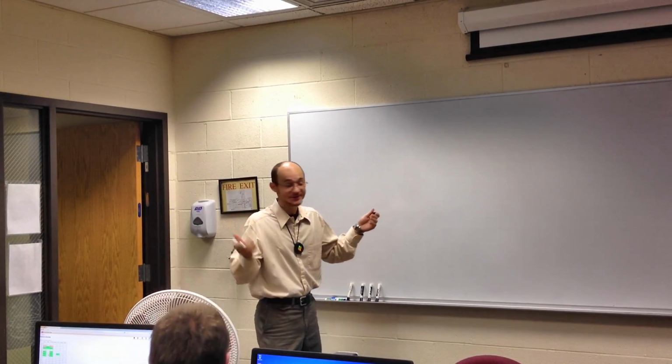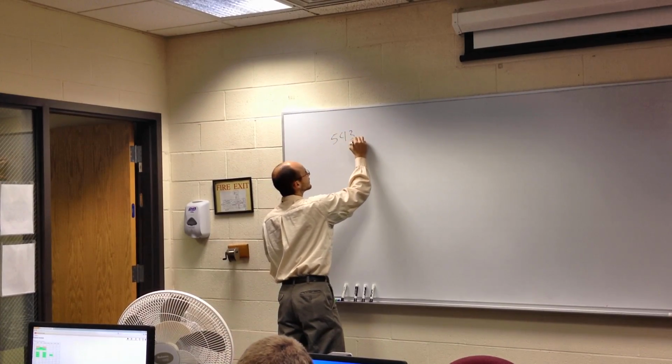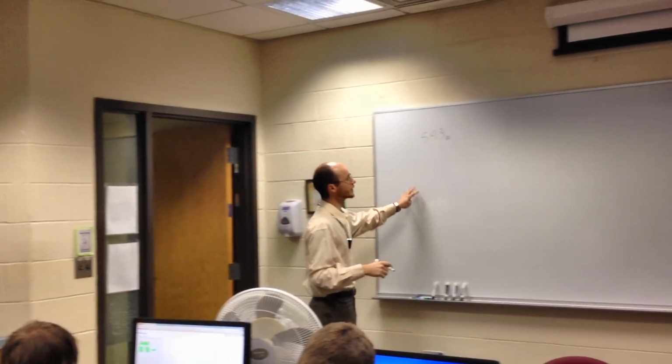543. So we have 543 decimal. I'm just going to put a little 10 next to that so I know this is a decimal number. And what I want to do is convert this into binary.